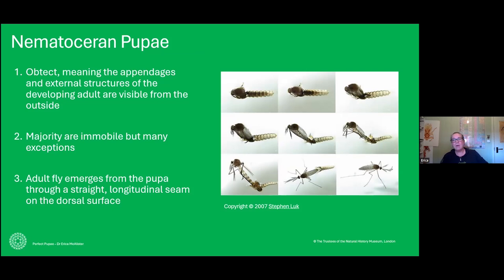And it's really nice because I've done a lot of collecting on field trips. One of the things we can do is collect their puparium, their pupal skins, because a lot of the features are still on the pupal skins. So let's remind ourselves of the objects. We've got the appendages and the external structures of the developing adults visible on the outside. The majority of them are immobile, but obviously these are flies, and there are exceptions. And the adult fly emerges from the pupa through a straight line, this longitudinal seam on the dorsal surface.